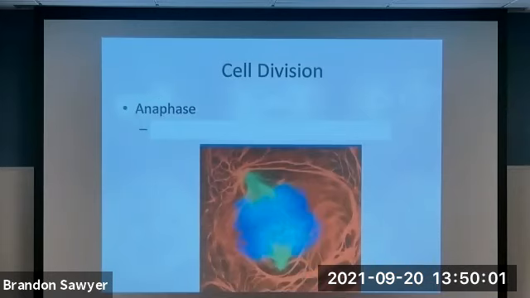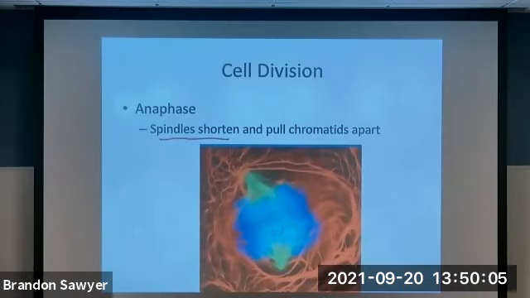Okay, anaphase. The spindles retract or shorten and pull those chromatids apart. We can see them starting to be completely separate there. They're dividing, pulling completely apart.